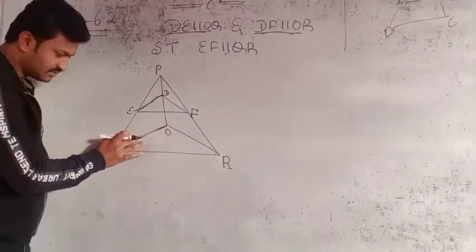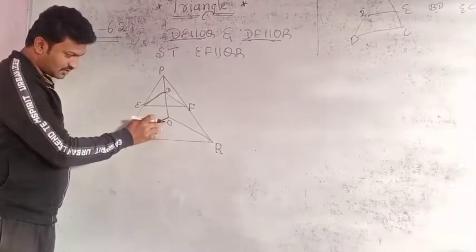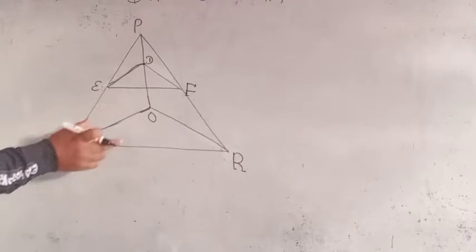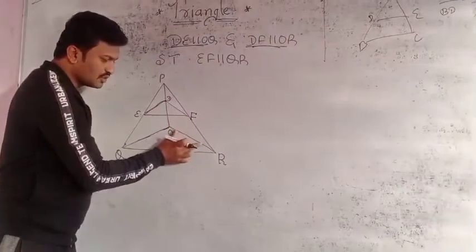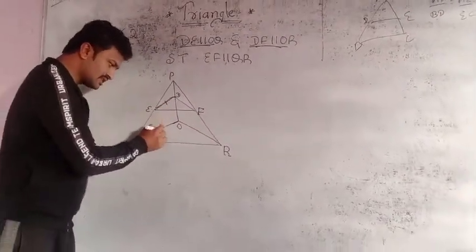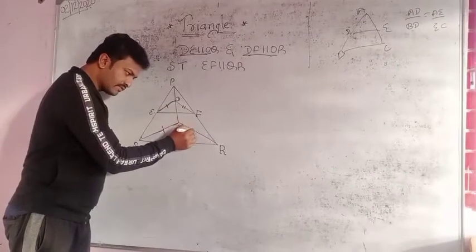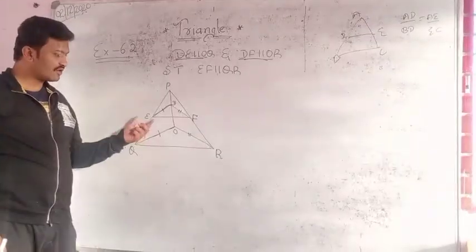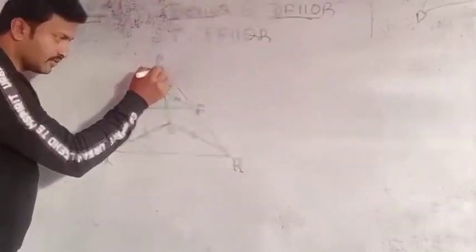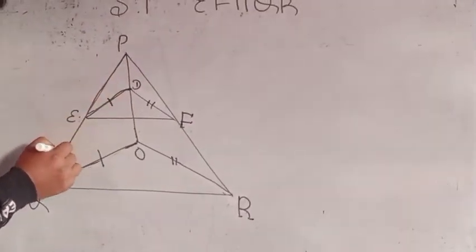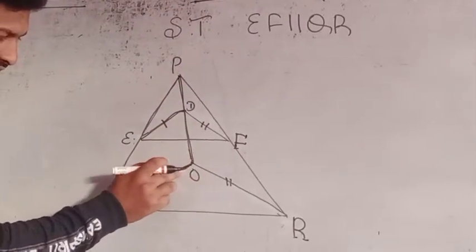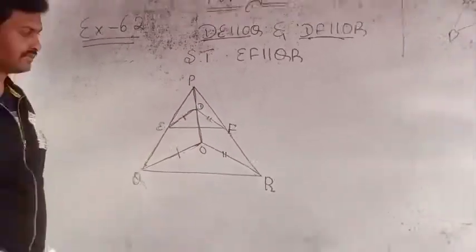I'm disturbing the diagram, sorry. DE is parallel to OQ and this DF is parallel to OR. This is parallel to this and this one is parallel to this side OR. Okay. And now for this triangle, which triangle? PQO. For this triangle, you apply BPT theorem.